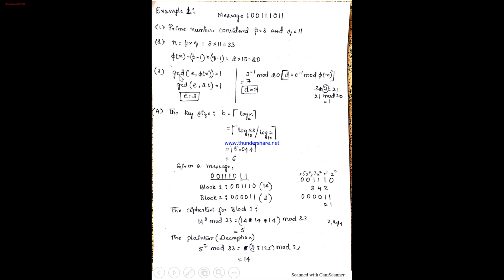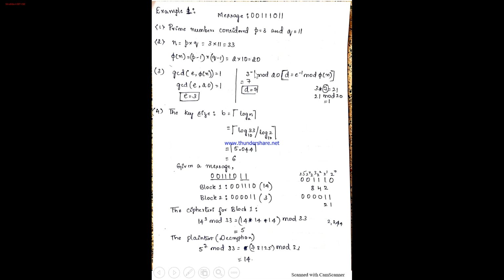Next I need to find a number relatively prime to this 20, meaning the GCD results in 1. If I take 2, it doesn't work. Next I'll go with 3. 3 and 20 are of course relatively prime, their GCD is 1. So I'll take E equal to 3. You could write 5 or 7 as well, it is up to you, but since we are going with the smallest numbers, I have retained 3.